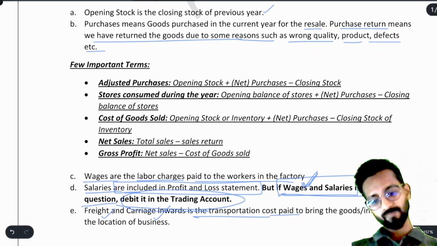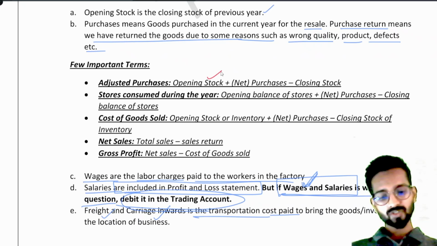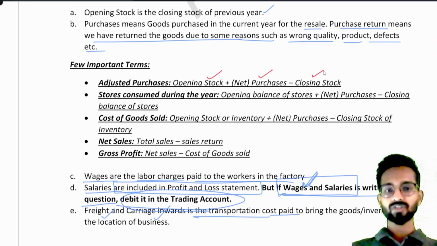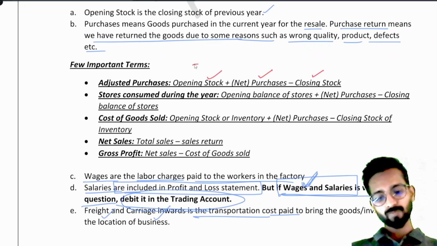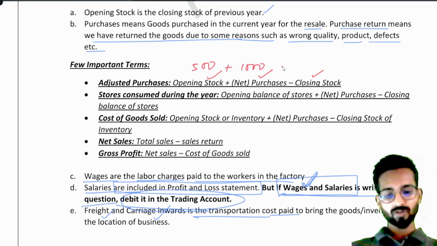Now what we have to learn are a few important terms. What is adjusted purchase? Opening stock plus purchases minus closing stock. That is your adjusted purchases. Okay. Suppose you have opening stock of 500. You purchased in the current year 1000 and you have the closing stock of 200. Then your adjusted purchase is 1300.